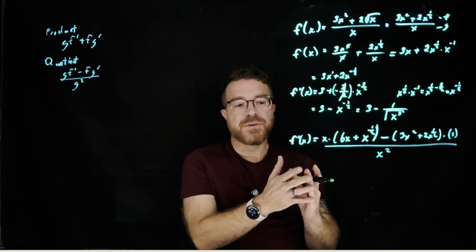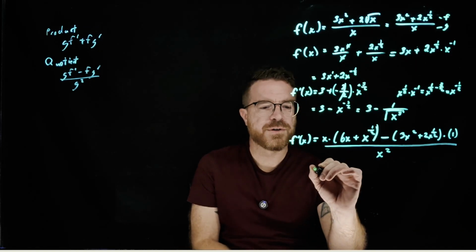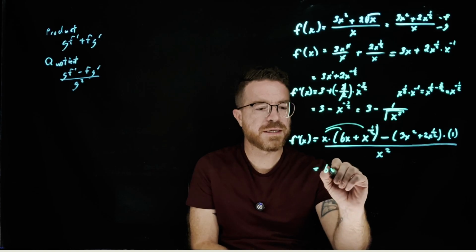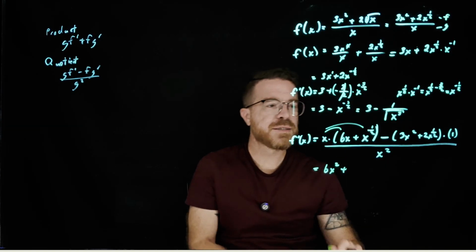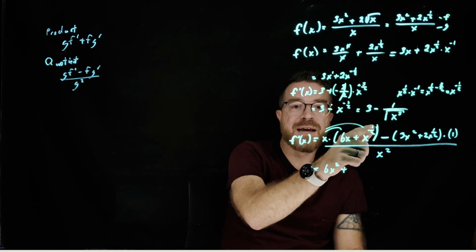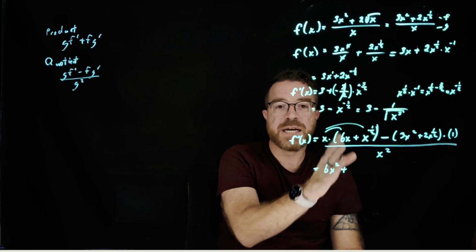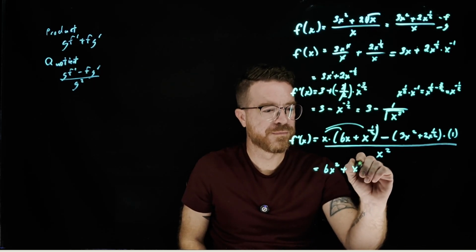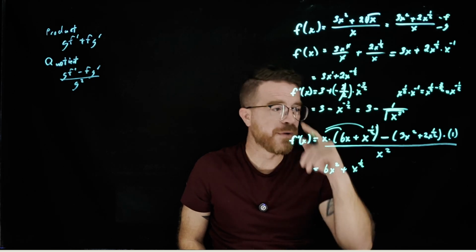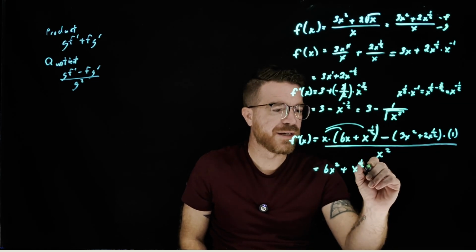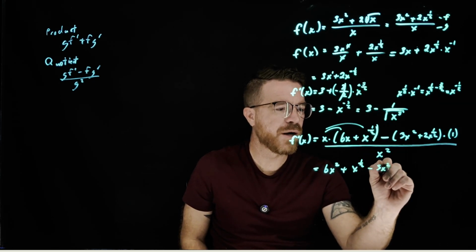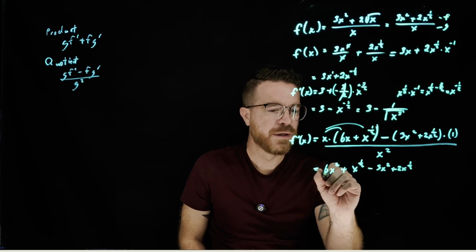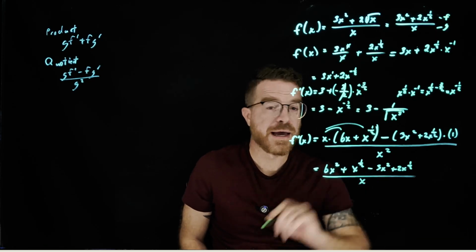So now, solving for this, what do we do? Well, first things first, I'm going to distribute this x. So this is going to become 6x squared plus x to the -1/2 times x. So -1/2 plus 1 gives me x to the 1/2. So to the positive 1/2. And then this one, I'm just going to distribute the negative. So minus 3x squared plus 2x to the 1/2 divided by x.